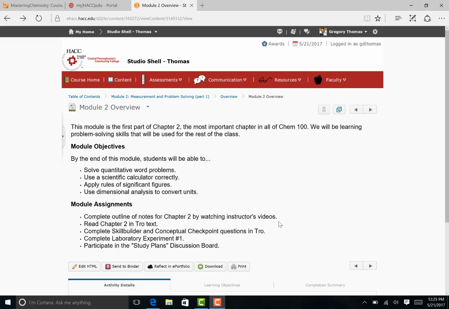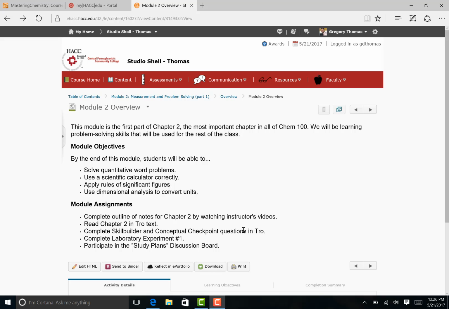We're also going to be looking at Chapter 2 next week. So, for example, the homework for Chapter 2 is not done until Module number 3. This week, what you're going to be doing is completing the Chapter 2 lecture notes, reading the text, and doing the skill builder and conceptual checkpoint questions.